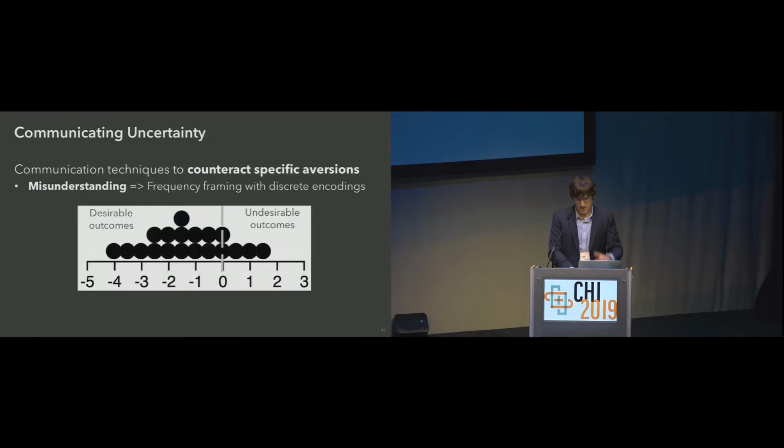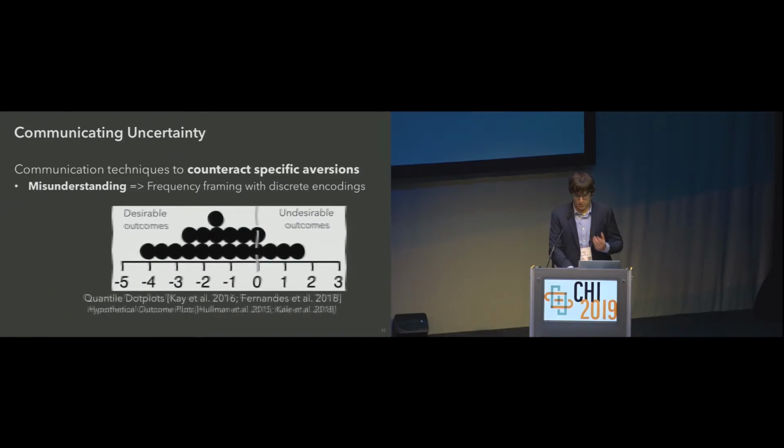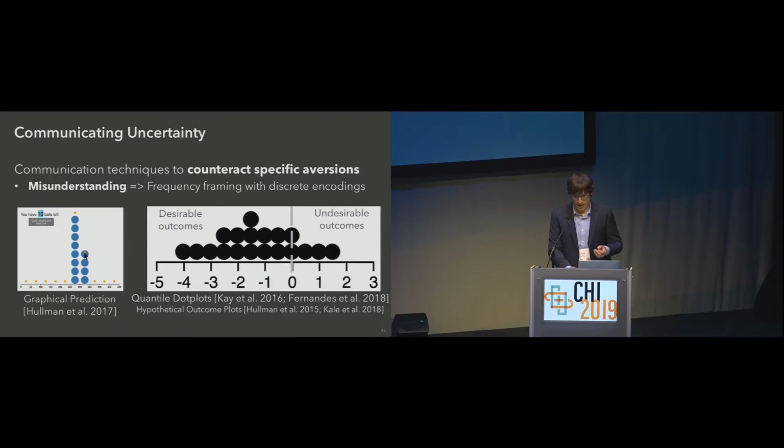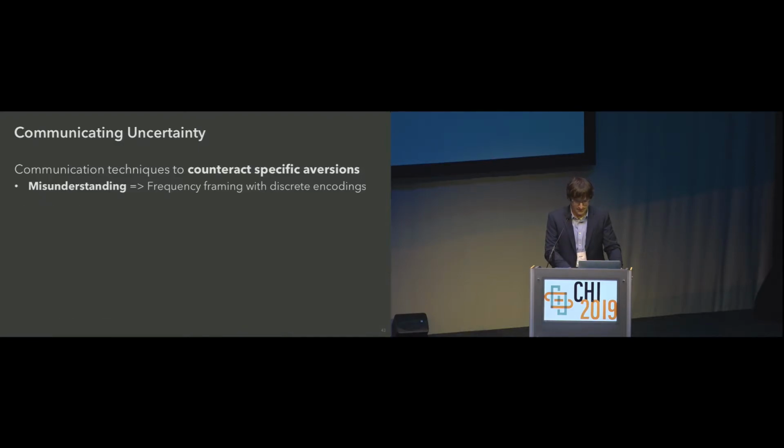For instance, visualization techniques like quantile dot plots and hypothetical outcome plots show possible outcomes as discrete graphical objects. And this enables users to reason about uncertainty by counting the proportion of dots, for example in this image, which represent desirable or undesirable outcomes. Additionally, frequency framings have also been adapted in interfaces for eliciting users' predictions about effect size and reliability, so as to deepen their engagement with uncertainty information.